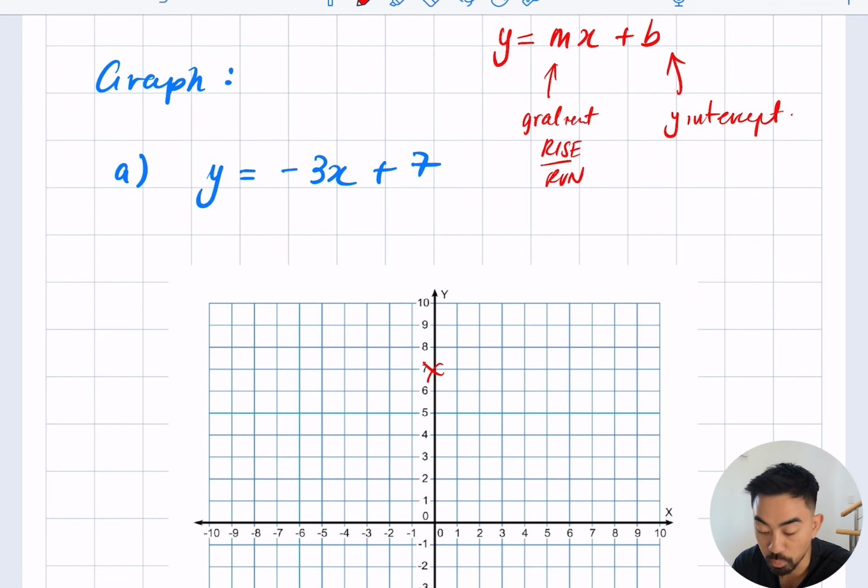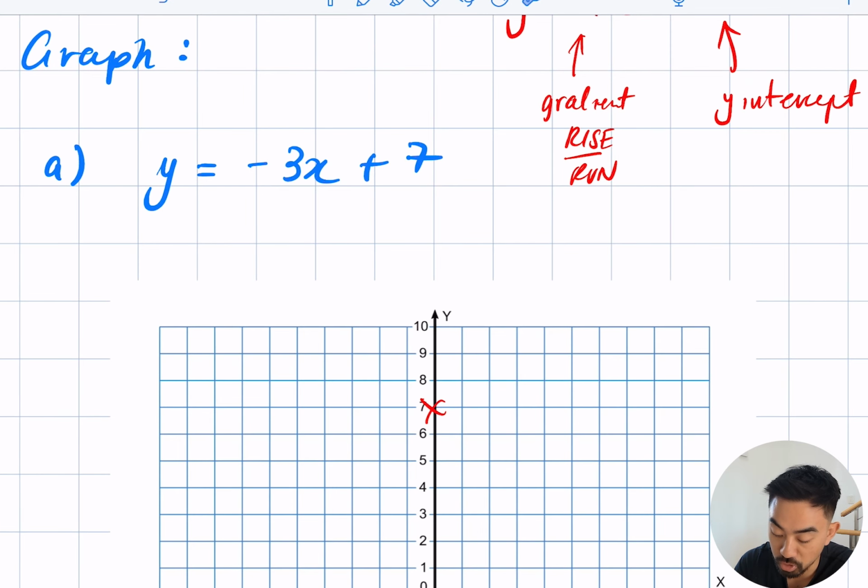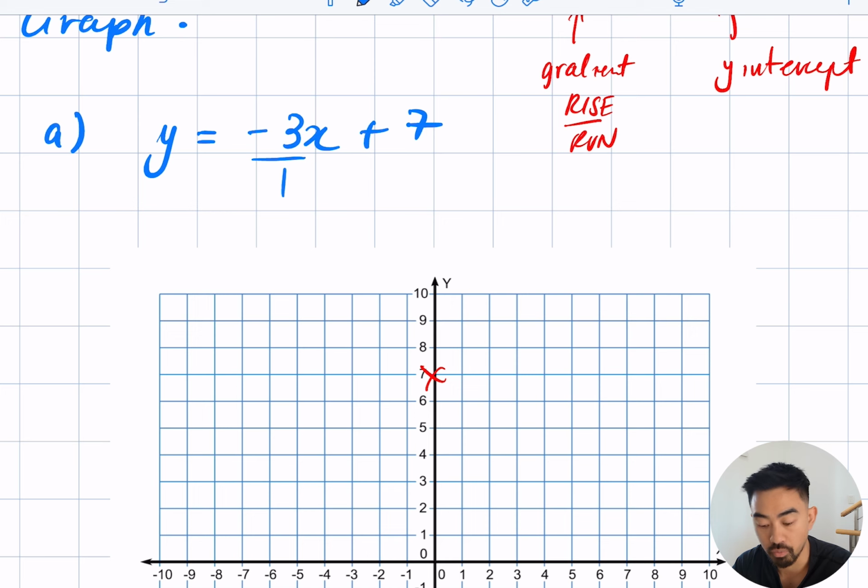And I'm going to put the next point using this gradient. Now, for starters, I know that this gradient's negative. That means the direction is going to be something like this, because a positive gradient does something like that. Now, what I'm going to do next is translate that gradient into rise over run. So currently I've got a rise, which is minus 3, but I don't have a run. So I can just put a 1 below it, because that's not going to change the actual number itself. And that tells me I need to rise minus 3 and run 1.